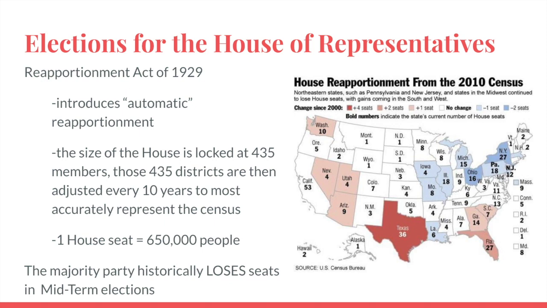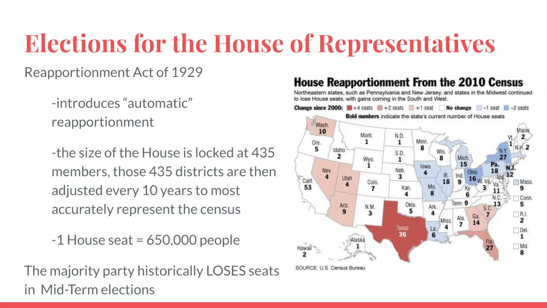Based off the Reapportionment Act of 1929, that created automatic reapportionment, which said, A, your house is locked. We reset every 10 years. So that just laid out what most states had already been doing with the census. And really, since we haven't added a new state since 1958, that has been best practice since then.